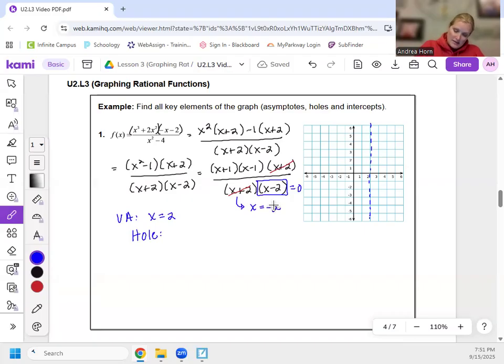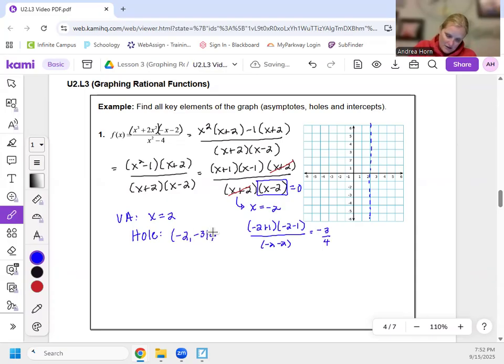So if I plug it into the simplified version, I would have (-2 plus 1)(-2 minus 1) over (-2 minus 2). So I end up with -3/4. So my hole ends up being at -2, -3/4. I'm going to mark that, -2, -3/4. I have a little hole right there. Okay, that's all X stuff.